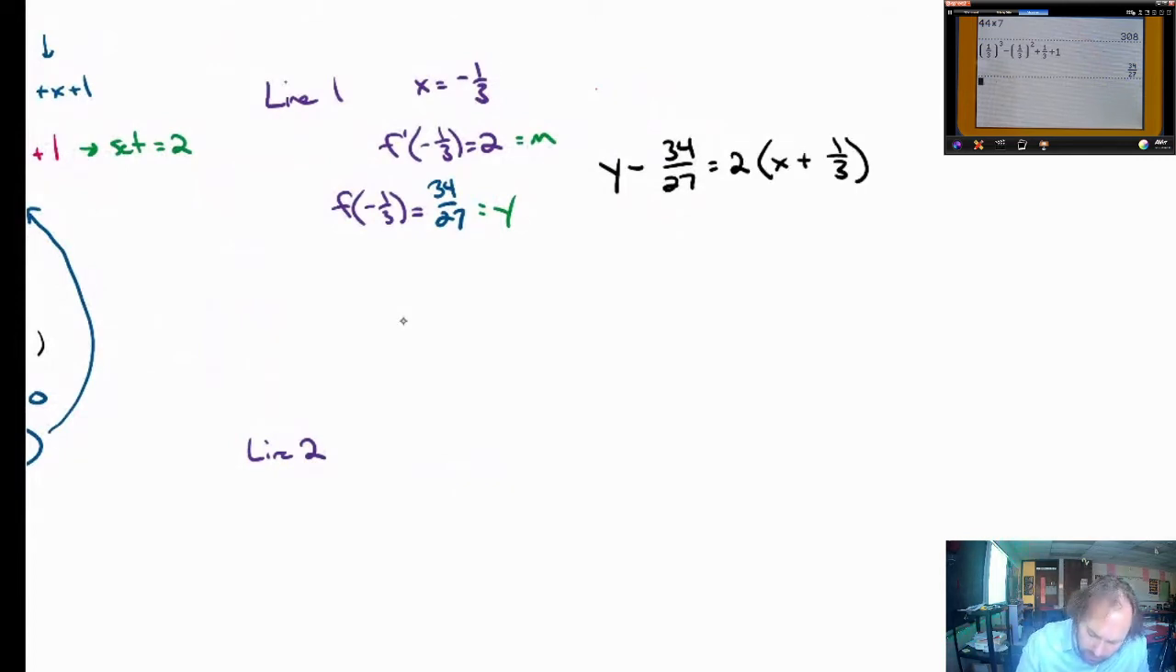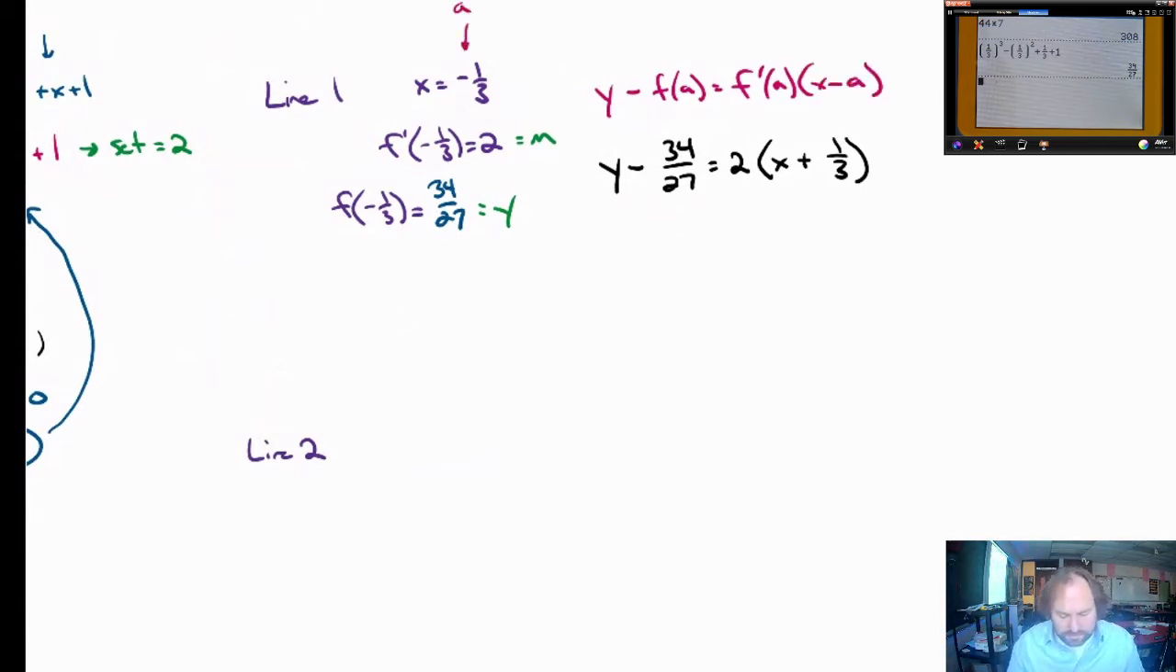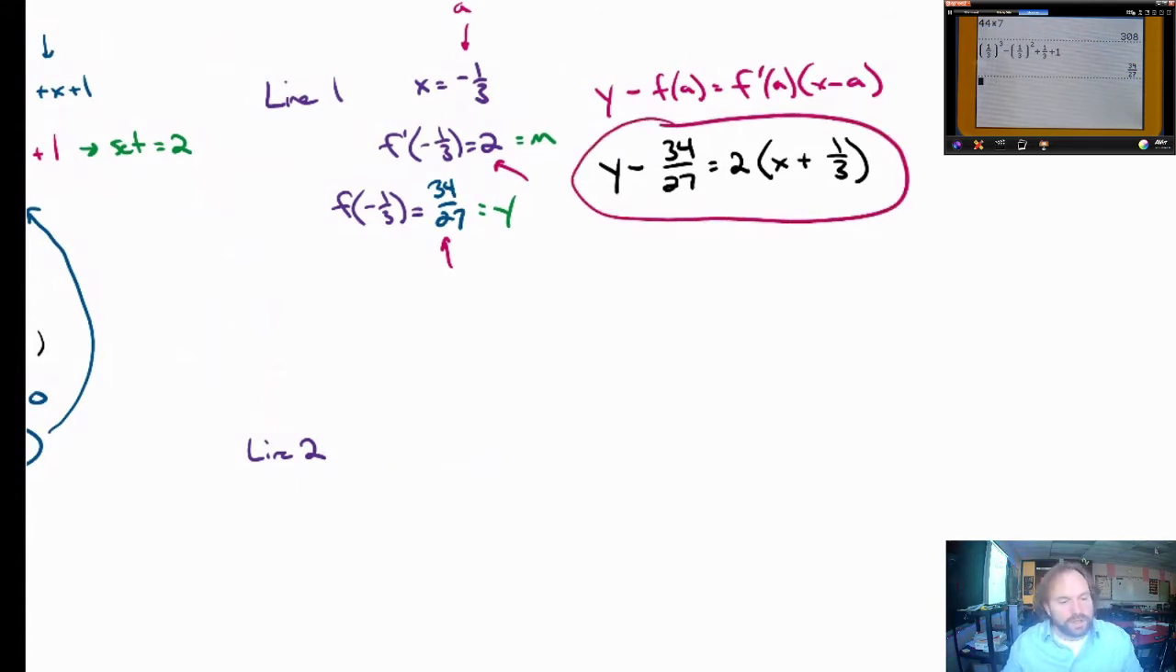Again, a reminder, we usually use this kind of nomenclature in AP calculus. In this case, the a is the negative 1/3. The f of a is the 34 over 27. And the f prime of a is the 2 right there. So there's our first equation of the first line. We could do more with that, but we're not going to because we don't need to.